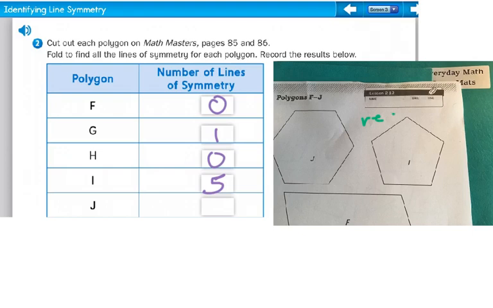It is called a regular polygon, or a regular pentagon. The word regular means that all sides are the same length. So if I look at this side, this side, this side, this side, and this side, they're all the same length. So it had 5 sides that are the same length. It had 5 lines of symmetry. We have one last one.